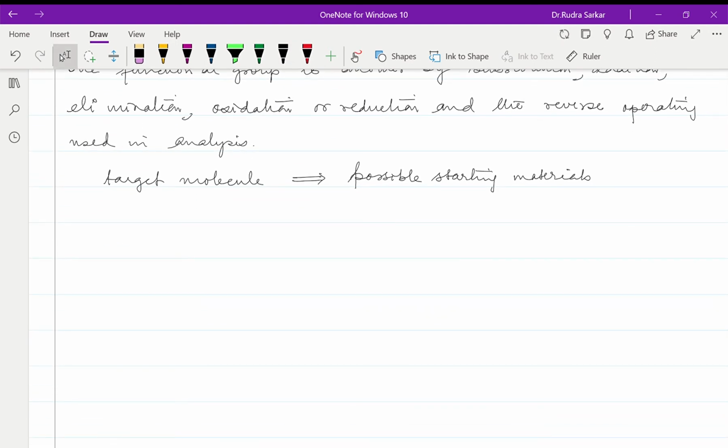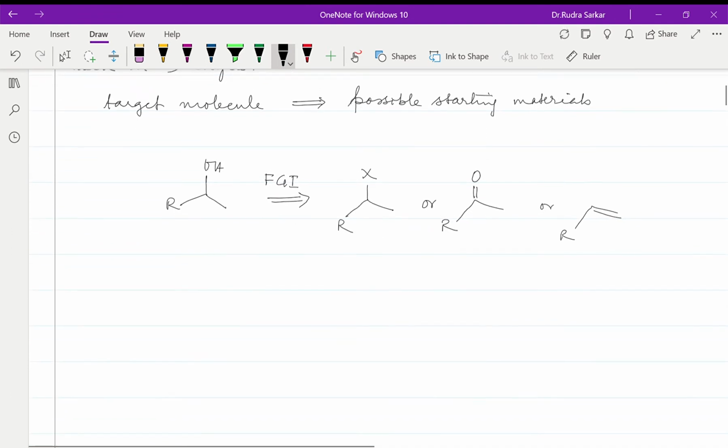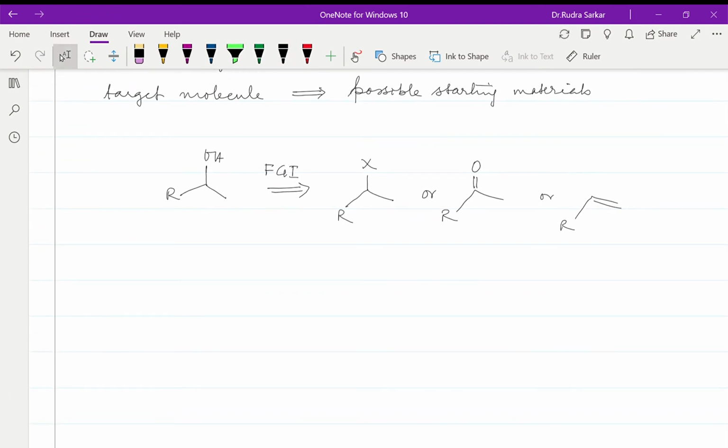Okay. So suppose I give you something like an alcohol over here, and if you were to consider the FGI for this, then one can say that we can take it to a halide, or we can oxidize to a carbonyl group, or we can dehydrate it to an alkene, and these are our possible starting materials.